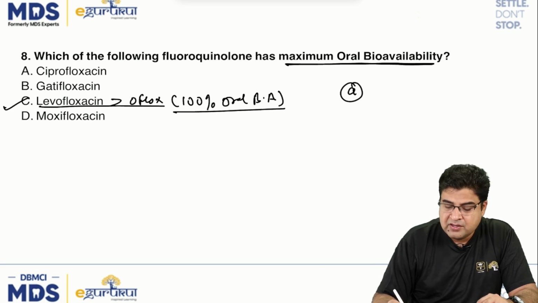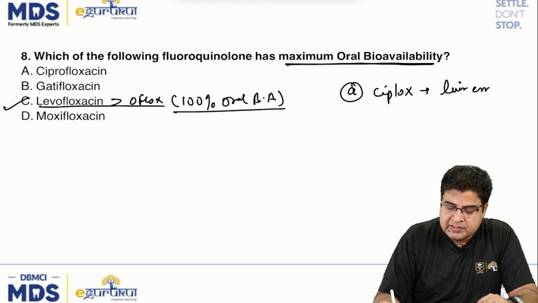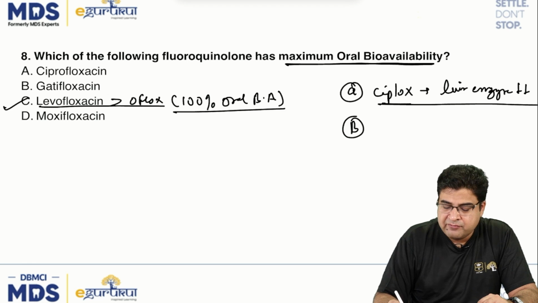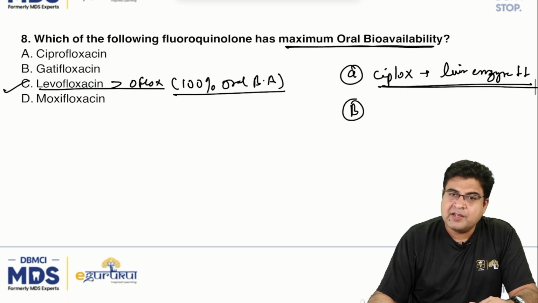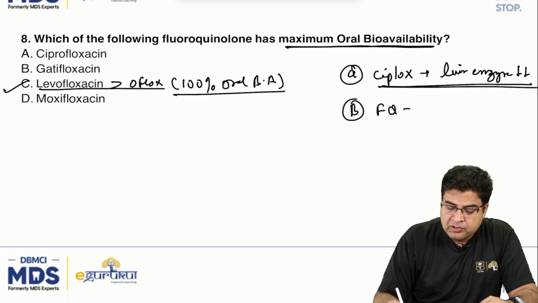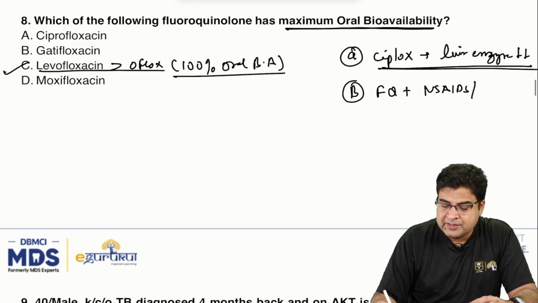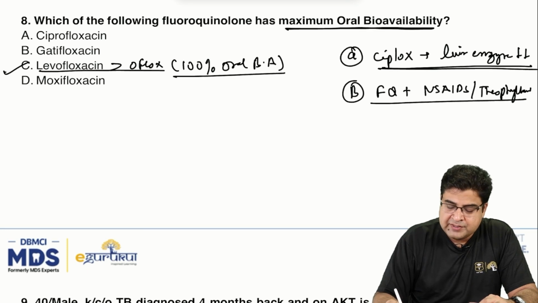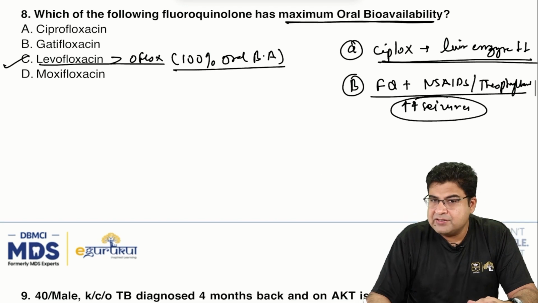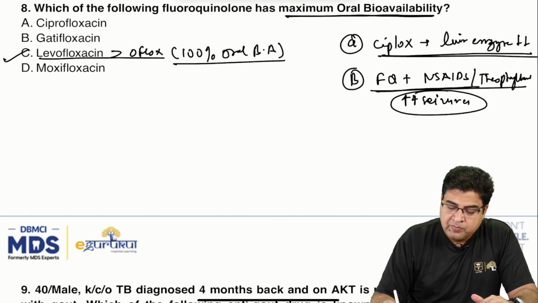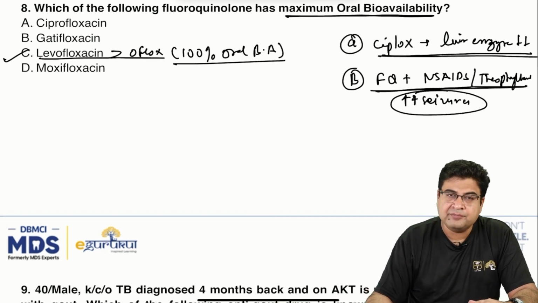Now if we talk about the other pharmacokinetic properties of these medicines, guys, please remember, among these medicines, ciprofloxacin is a liver enzyme inhibitor. Whenever we give fluoroquinolone along with NSAIDs or along with theophylline, there is a high risk of seizures. So these medicines can result in seizures as a side effect when combined with NSAIDs and theophylline.